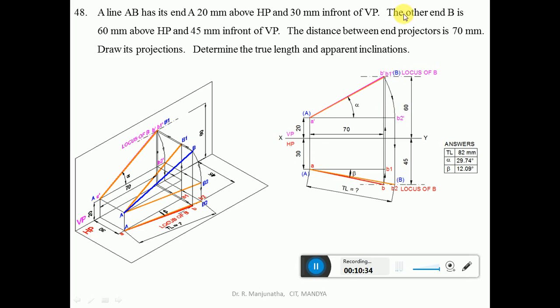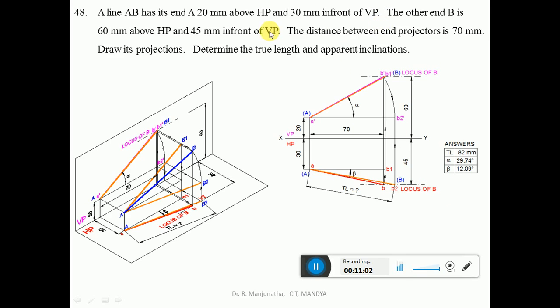Then the other end B is 60 mm above HP and 45 mm in front of VP. So from the XY line you measure 60 mm above the XY line and draw a dashed dot line, which is going to be the locus of B in the front view. And 45 mm in front of VP, from the XY line you measure a distance of 45 mm below the XY line and draw a dashed dot line. Again, you write locus of B in the top view.